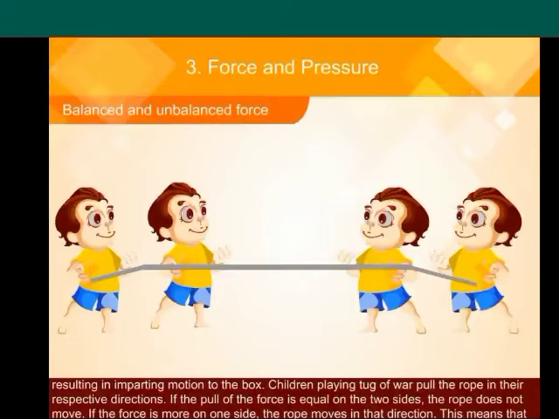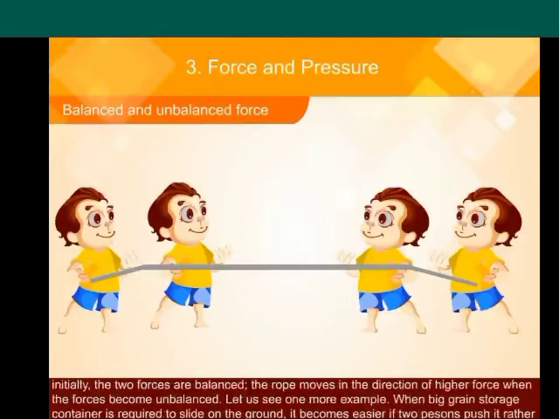If the force is equal on both sides, the rope does not move. If the force is more on one side, the rope moves in that direction. This means that initially the two forces are balanced. The rope moves in the direction of higher force when the force becomes unbalanced.